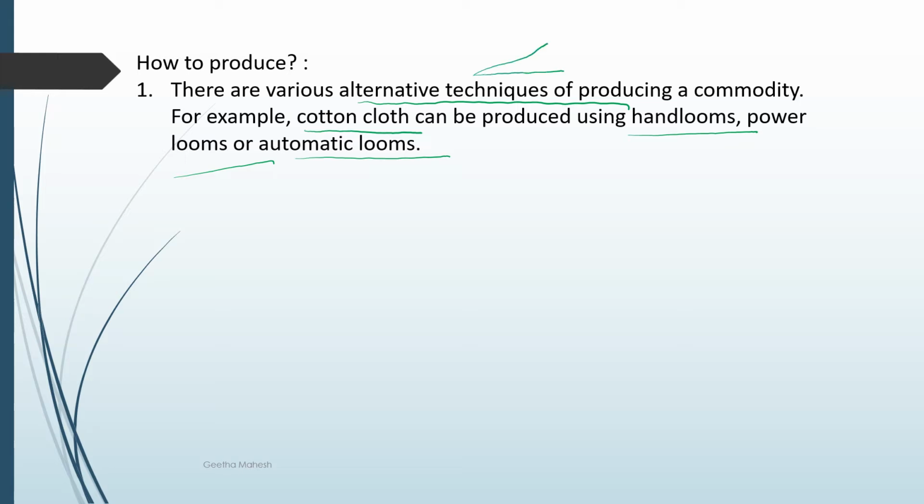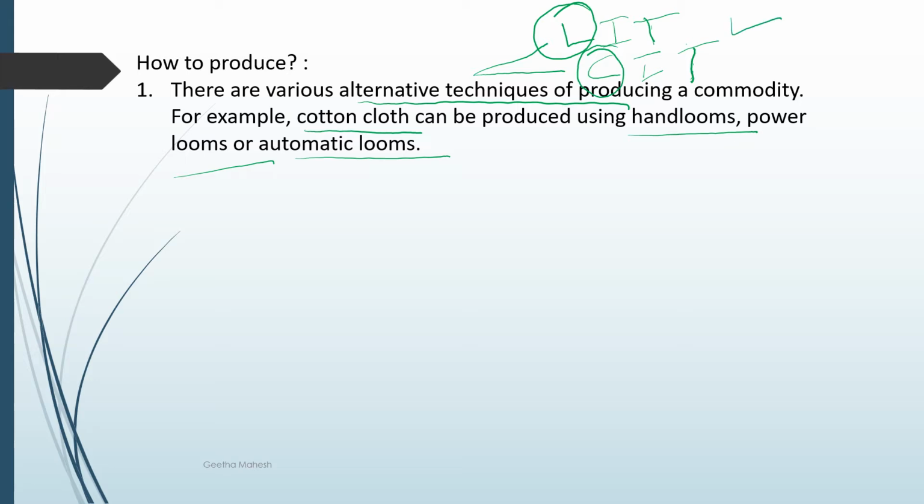Before we take up this one, first you should have alternative techniques. What are the alternative techniques? We have two types of technology. One is labor intensive technique. Another one is capital intensive technique. What do you mean by labor intensive technique? It means use of more labor than capital in the production. What is capital intensive technology? It means use of more capital than labor in the production.